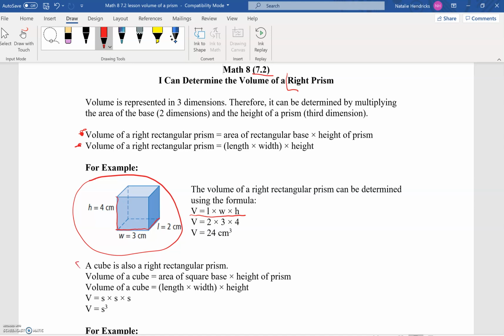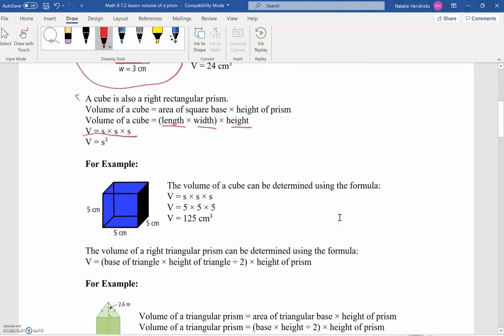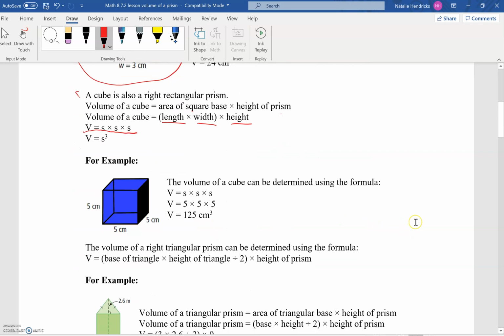So a cube is also a right rectangular prism. The volume of a cube is the area of a squared base and the height of the prism. So length times width times height. It's the same thing, but because it's a cube, you could, if you wanted to, and this is just for making it more confusing for you, do S times S times S, which is side times side times side, and it's exactly the same thing. Everything will be answered in cubed units.